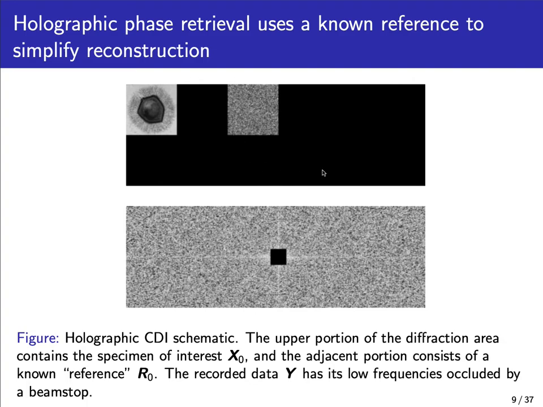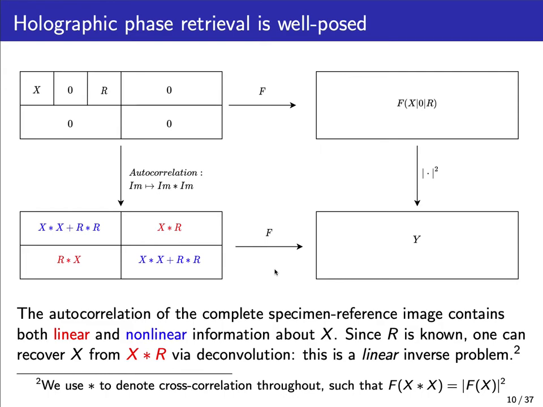All of these 0 quadrants are one way of formalizing this double oversampling, and you don't need to worry too much about it. And then as before, we still have a beam stop to protect the detector, but we measure some sort of Fourier magnitudes coming from both the unknown specimen and the known reference. And one way that you can see that this is better is via this kind of simple commutative diagram.